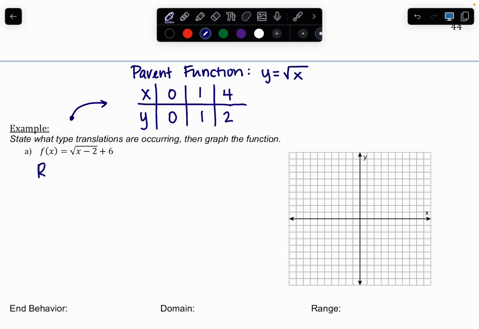Right 2 and up 6. So go ahead and go right 2, up 6, and make that starting point. Okay. This is now where we're going to use this table to help us find our other points, and this works when a is 1. So from that starting point, we're going to go right 1, up 1.